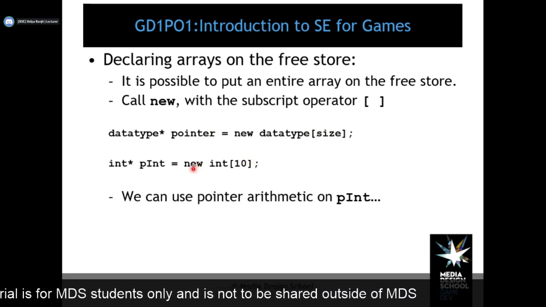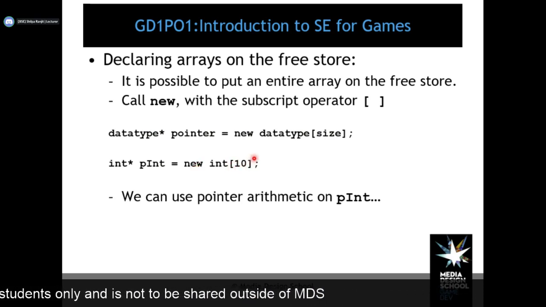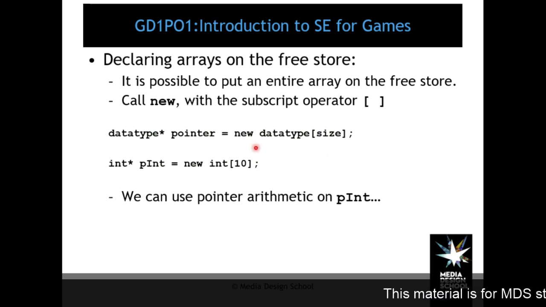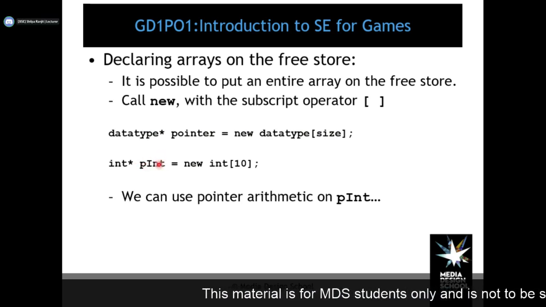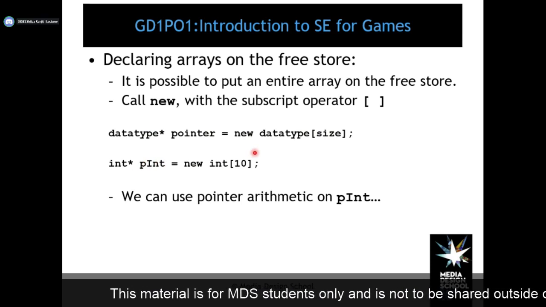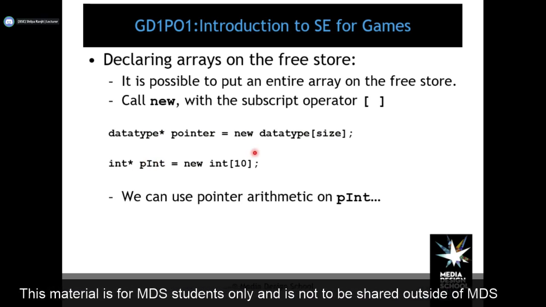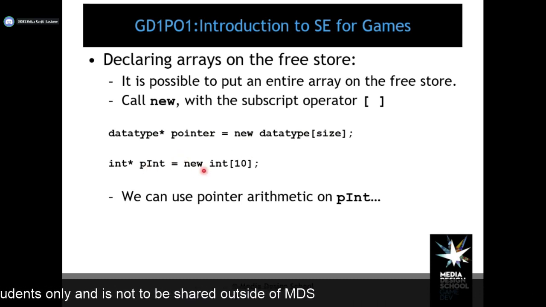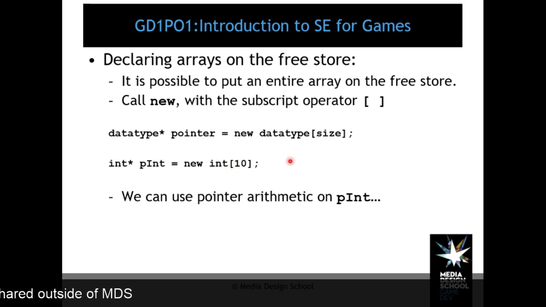So I've done new int, and in square brackets I've given 10, which basically means I am requesting memory for an integer array of size 10 from the heap memory, and the address of this is going to be given to the p int pointer. So p int pointer points to an integer array of size 10 on the heap memory. And using this p int pointer, I can access all the array elements on the heap memory.